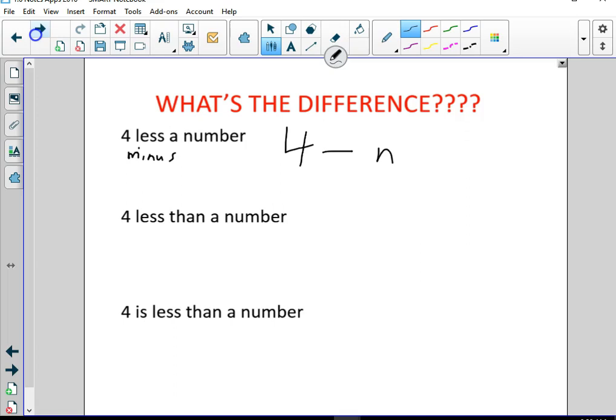4 less than a number means it's less than that. So it has to go second. And 4 is less than a number. The key word here is right there: is. That's what turns it into an inequality. That's the difference between the first one and the third one.